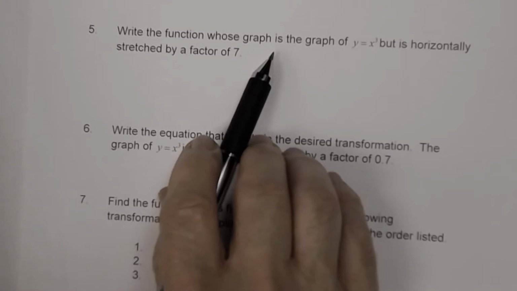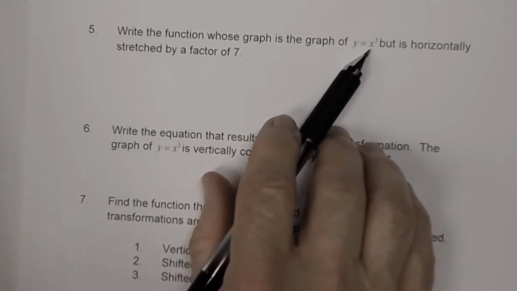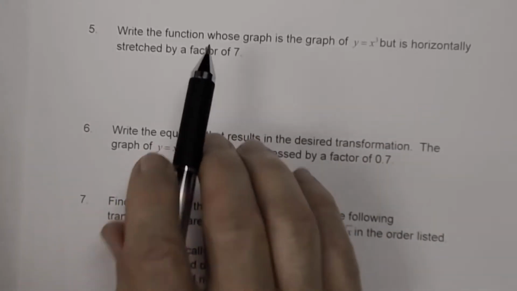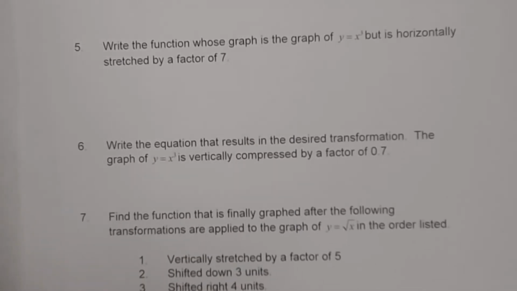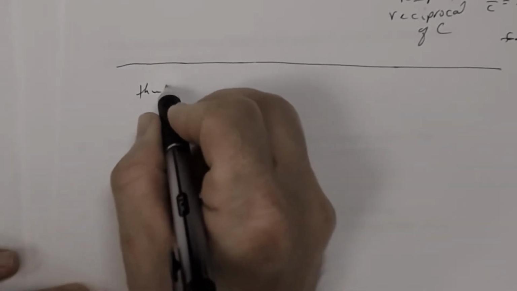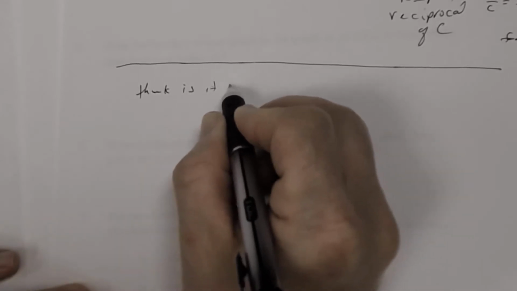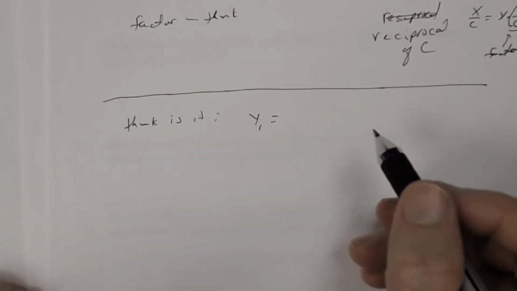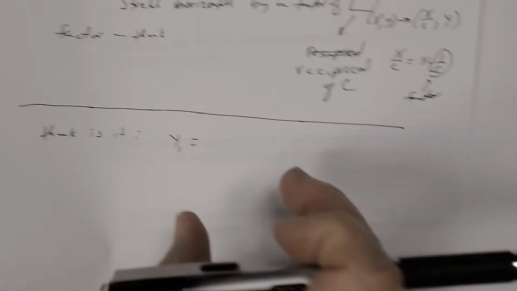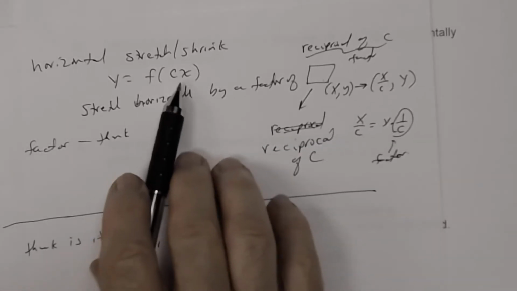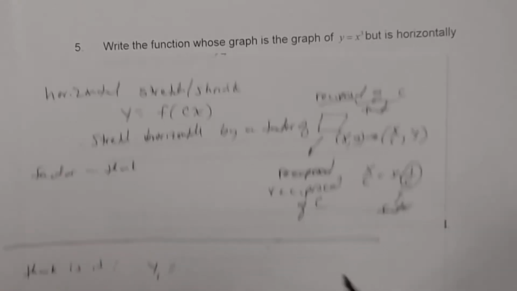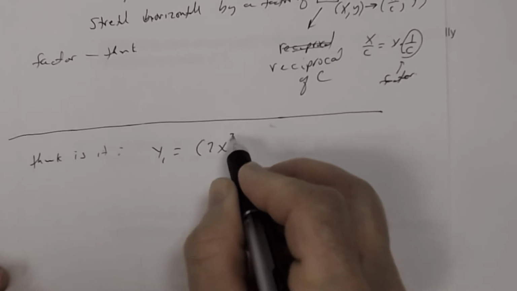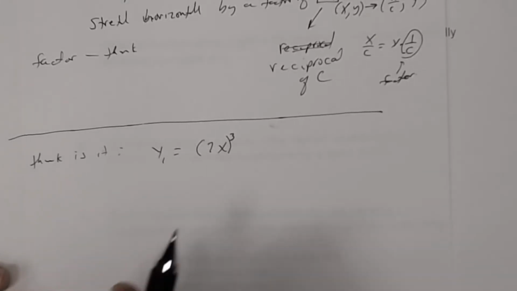So let's go to number 5. You want to write a function whose graph is y equals x cubed, but is horizontally stretched by a factor of 7. Okay? So if you say this, now let's think about it. Write something down that you think it may be. Is it y1 equals 7x to the third power? Remember, you're stretching horizontally, so that's where it goes on the inside, right here on the inside, and that was x cubed.